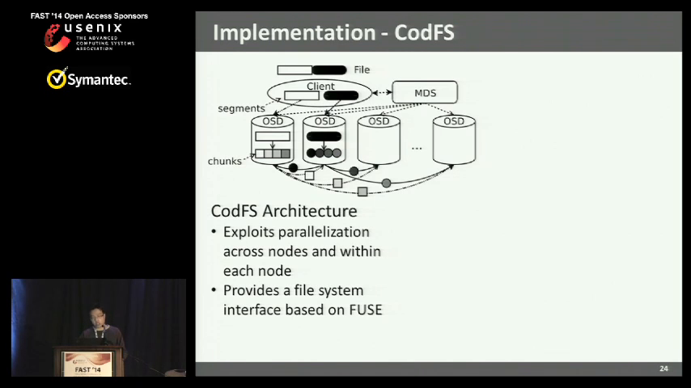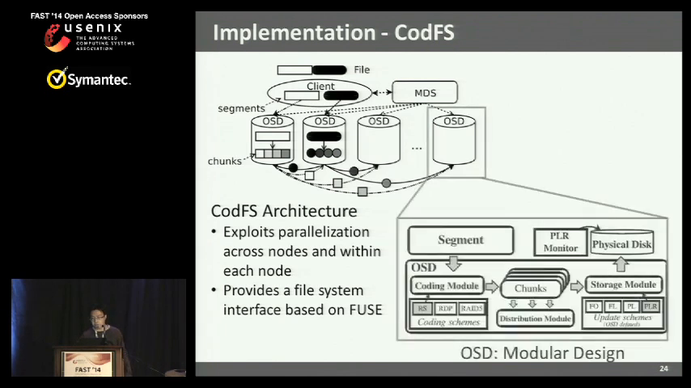And not only do we exploit the parallelization across the nodes, but we also use the parallelization within each node. So we heavily use multi-threading to try to speed up the encoding performance. The whole point is that we try to mask the computational overhead due to encoding and decoding. We also provide a file system interface based on FUSE so that later on we can run with different benchmark tools. Here we use RSIO. Inside the OSD is actually a modular design, so you can add different coding schemes, enable different update schemes, etc.